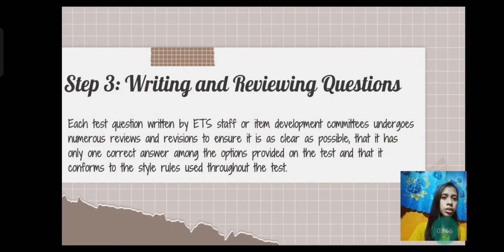Each test question written by ATC staff or item development committees undergoes numerous revisions to ensure it's as clear as possible, that it has only one correct answer among the options provided on the test, and that it conforms to the style rules used throughout the test. Scoring guidance for open-ended responses such as short written answers, essays, and oral responses go through similar reviews.